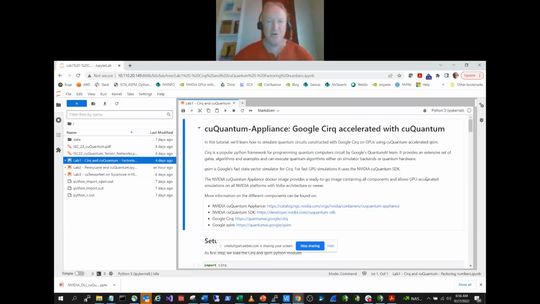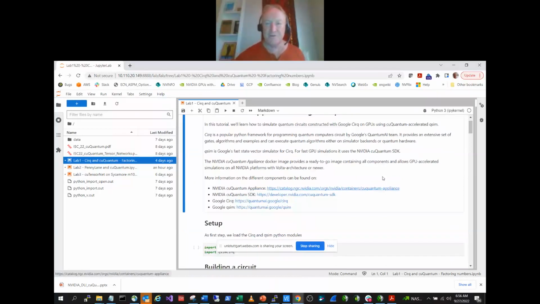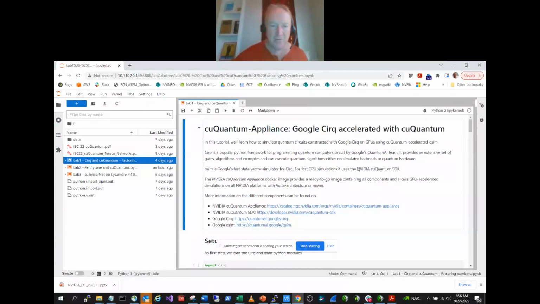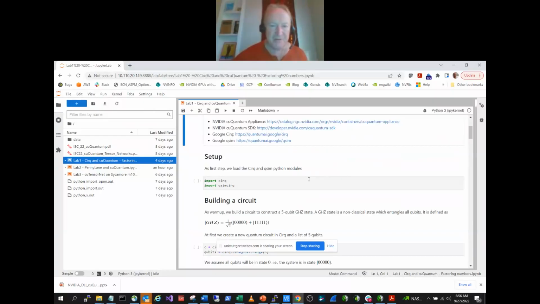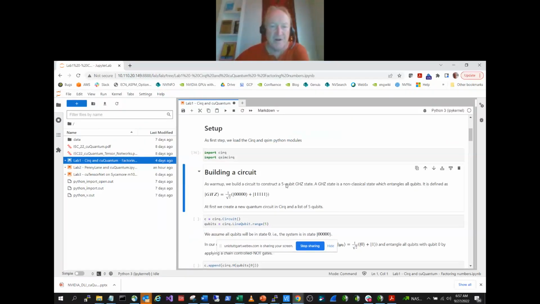This is the cuQuantum appliance, working with Google's Cirq. We'll just do some initial examples here, and I'll read it as we go. We import Circuit and QSIM Circuit, the two main imports. The first example we're going to look at is an entanglement of 5 qubits called a GHZ state.